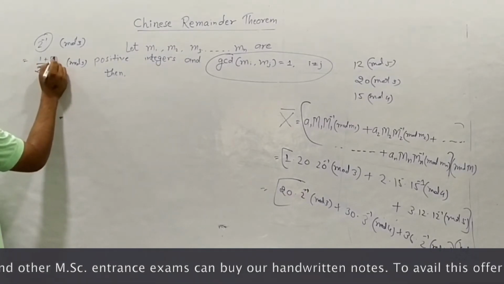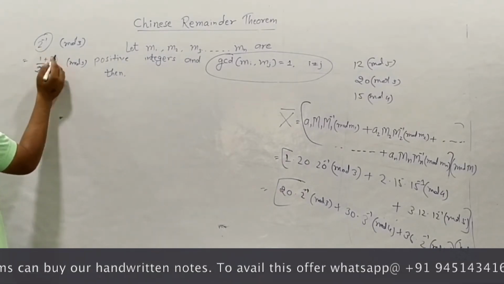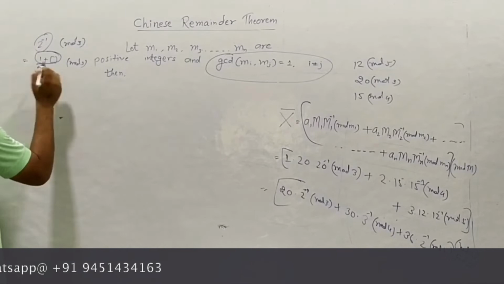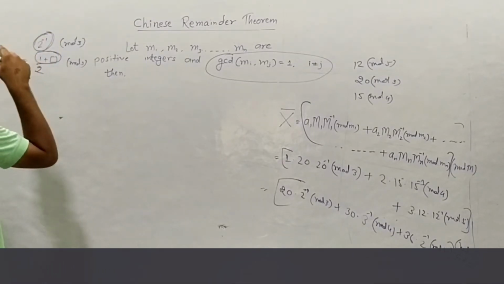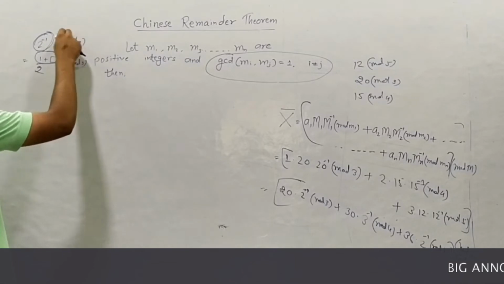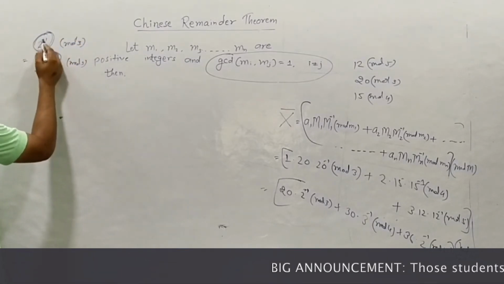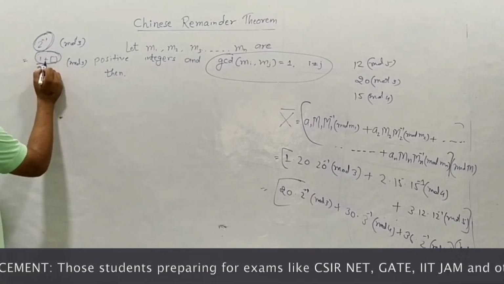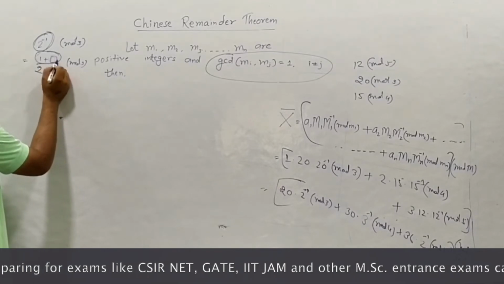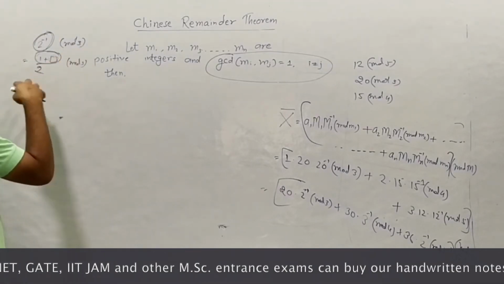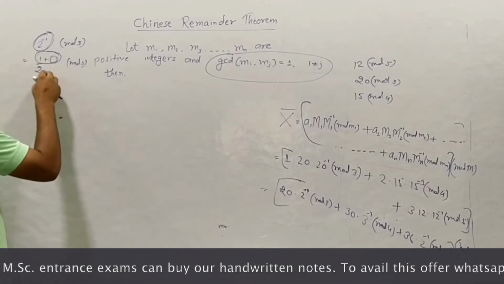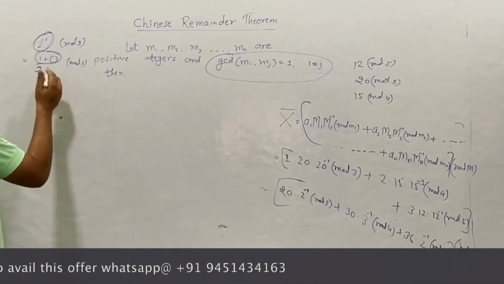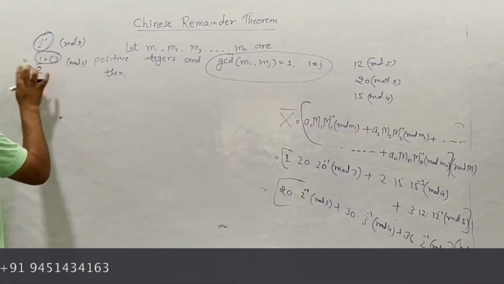we add here some multiples of 3 such that this whole term can be divisible by 2. Since we have to calculate 2 inverse in modulo 3, therefore 2 inverse can be written as 1 by 2, and in the numerator we have to add some multiples of 3, that is 3, either you add 6, or 9, or 12, 15, 18, such that the whole term can be divisible by 2.